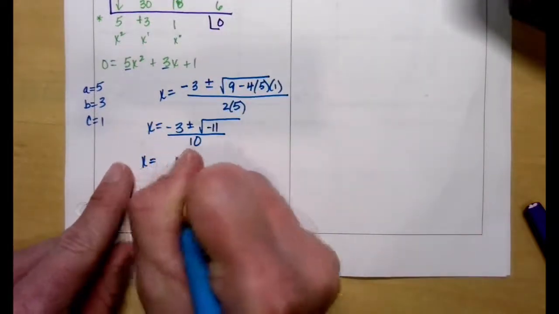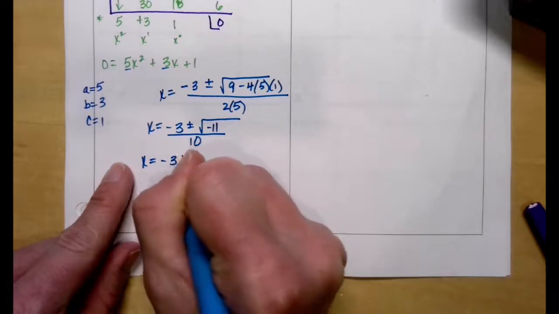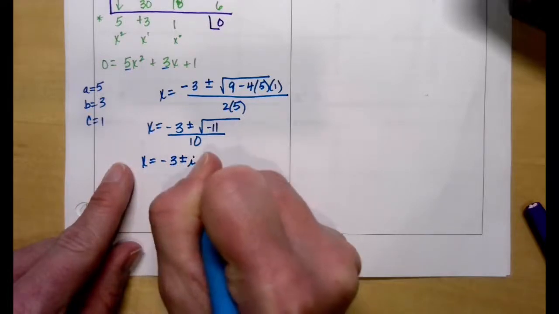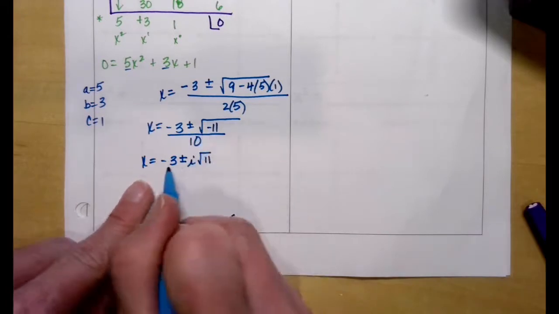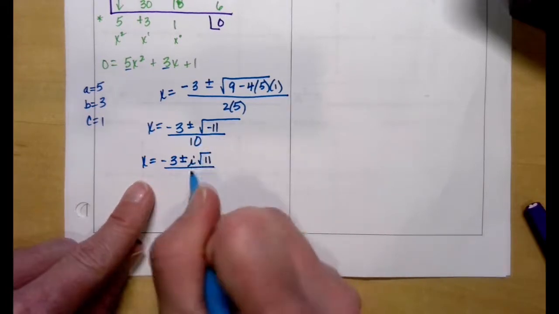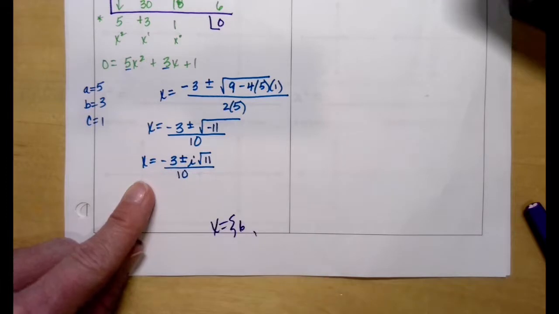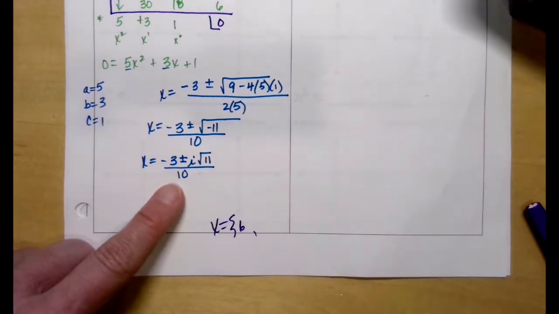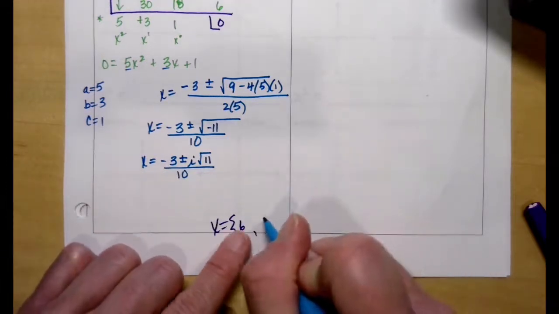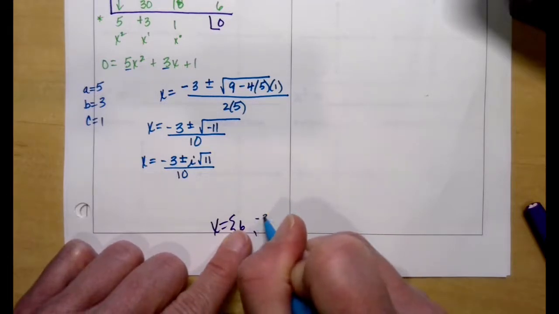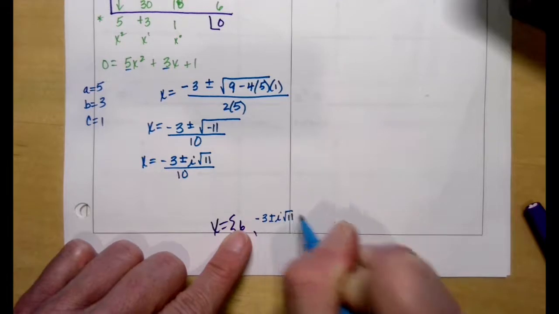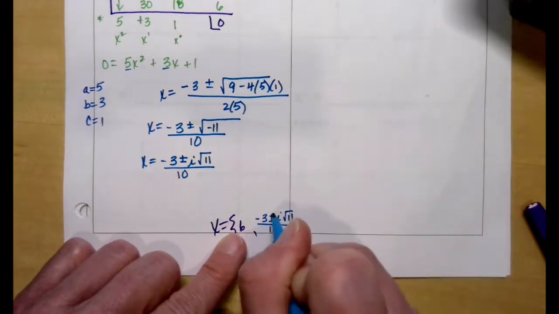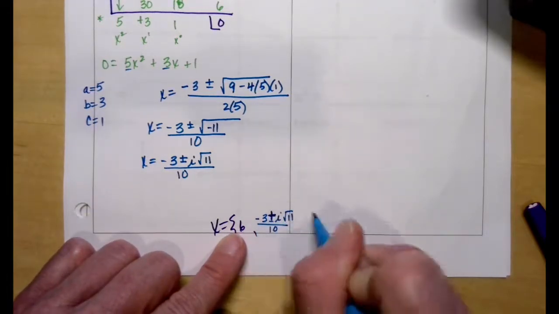So believe it or not, when you have no friendly numbers, there's less work to do. So the I comes out of the radical. Square root 11 I cannot simplify. And 3 and 10 don't have any friendly numbers. So guess what? These are my next two roots. Negative 3 plus or minus I root 11 over 10. That's it. That's all I need to do.